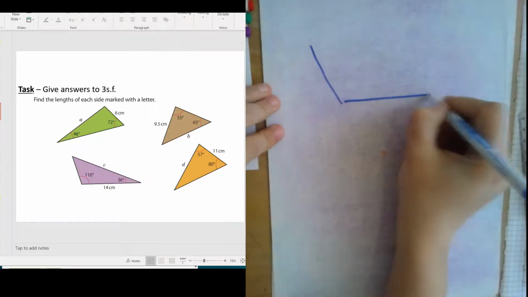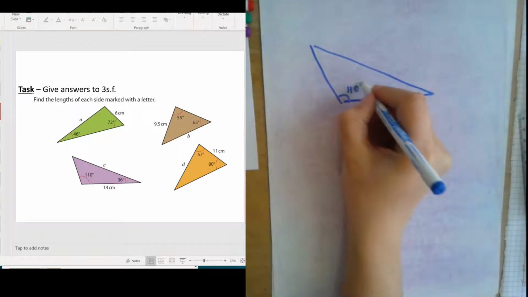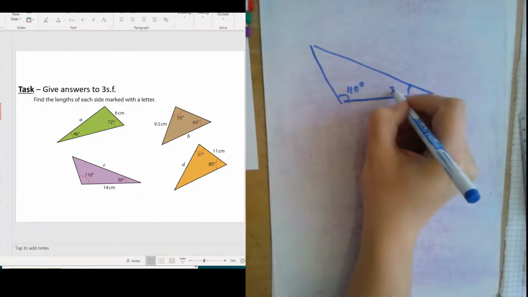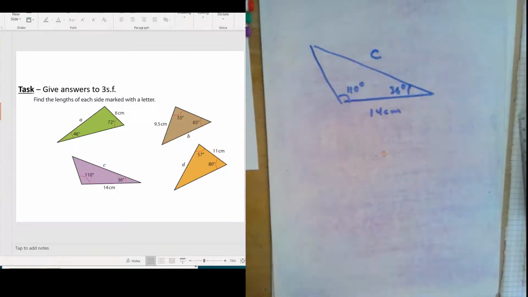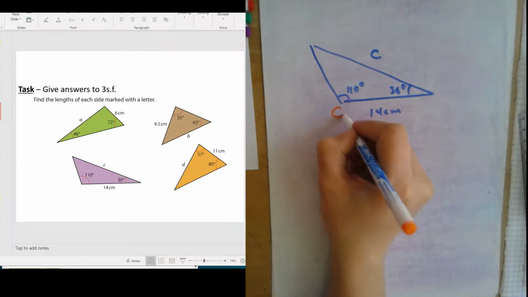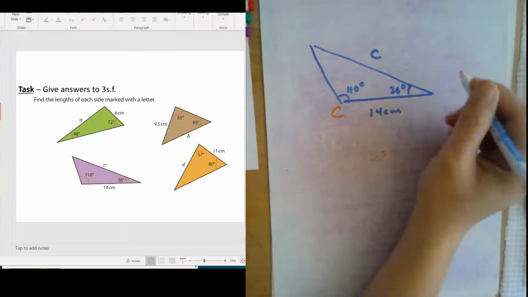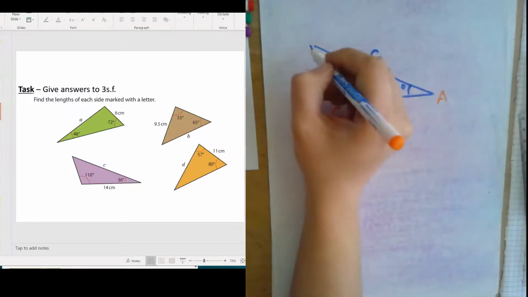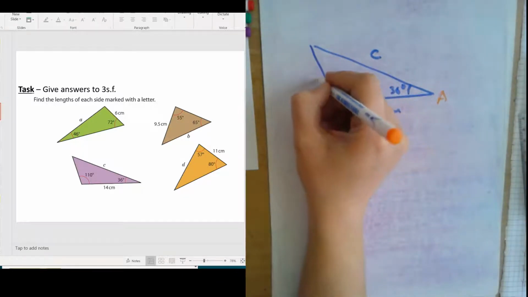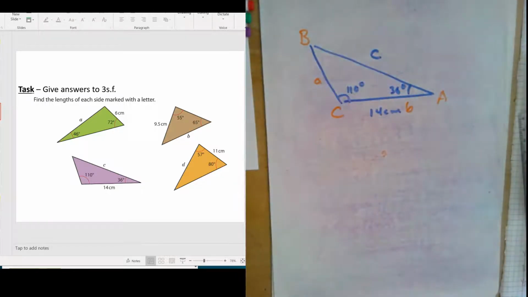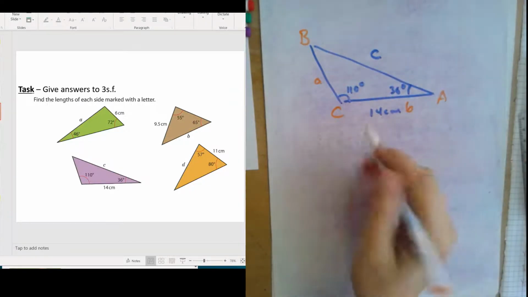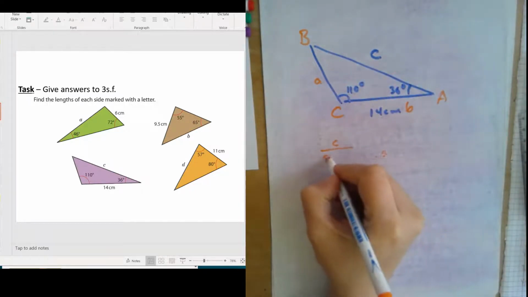So I've got 110, this is 36, this is 14 centimeters, and that is C. Okay, so if I'm labeling up my triangle now, I'm going to call this one big C because there's a small c there. I'm going to call this angle A, this is side A, and then I've got side B, and I've got uppercase B for that angle there. Okay, you will notice I do have the C, so I know it's going to be C over sine C.